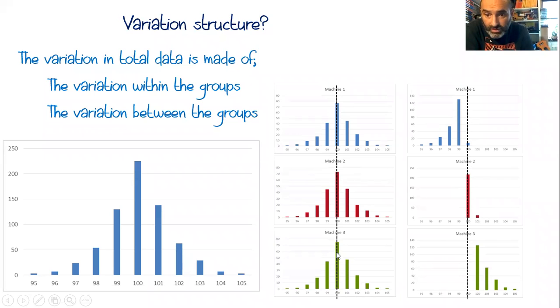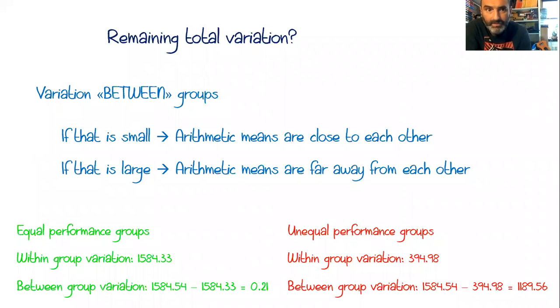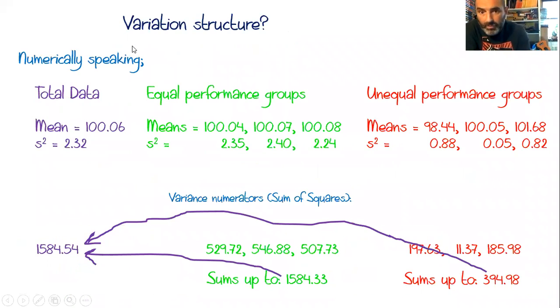Are these groups close to that black dotted line if you think of them as single blocks, single bars? Yes, they are centered, all of them. These are not centered, this is not centered, this is centered. So there's variation between those groups. I'm going to make that clear, but first, let's understand the within group variation.